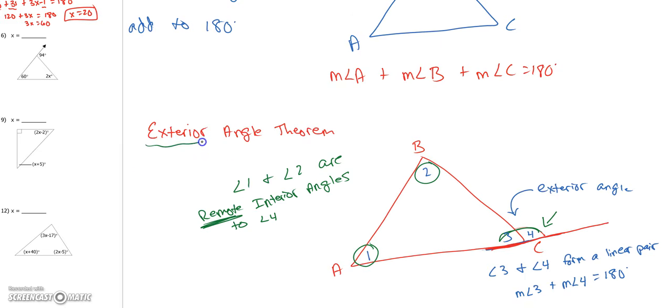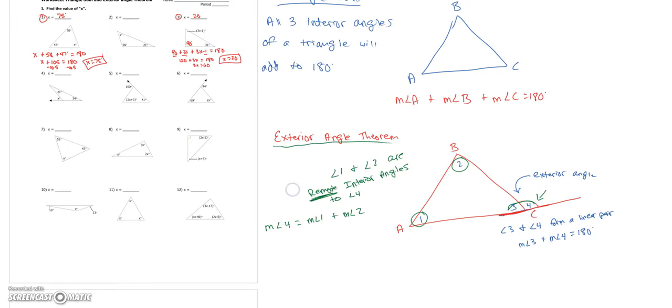So this exterior angle theorem tells us that the measure of our exterior angle, in this case angle 4, is going to equal the sum of the measure of angle 1 plus the measure of angle 2. This might look different if the angles are named differently, but in this specific example, angle 4 is going to equal angle 1 plus angle 2. So let's go look at a few examples here.